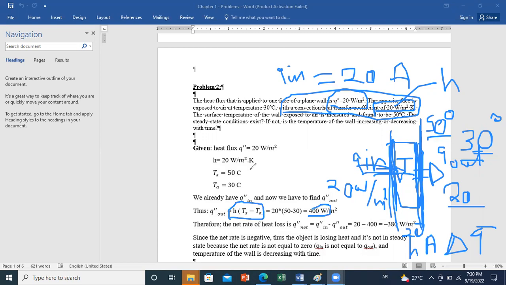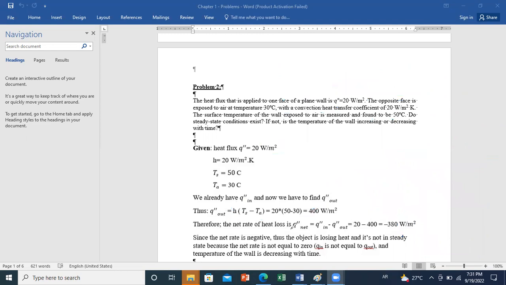while q double prime in is 20. So you are having a flux getting out much larger than the flux that is coming in. This means that the net flux per unit area is 20 minus 400, which is minus 380. Because you are getting a negative result, what do you expect for the temperature of your wall? Will it be stable, or increasing, or decreasing?